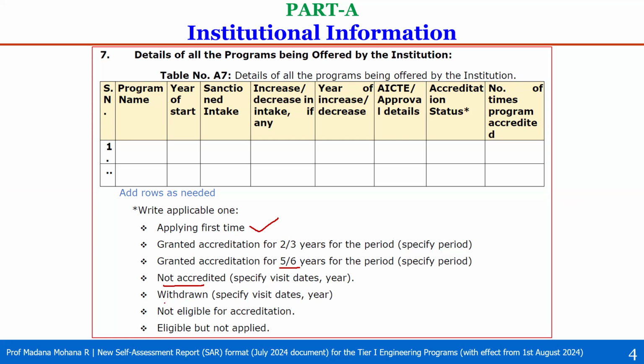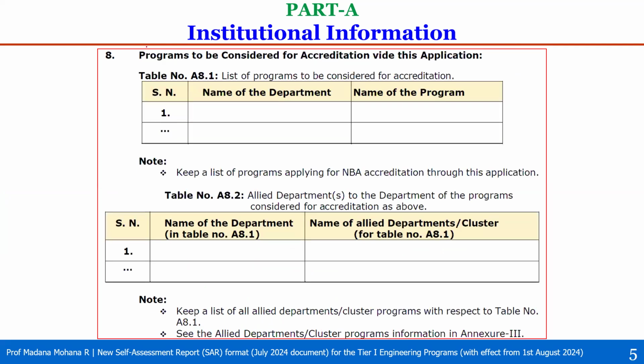Then, visit taken place but withdrawn, so specify the visit dates and year. Then not eligible for accreditation, if any program has not completed 2 batches, which means you do not have eligibility. Then eligible but not applied, like that. So whatever the accreditation status of all the programs you are mentioning, you have to specify. If any program is accredited, the number of times the program has been accredited. If it is the first time or the second time, like that you have to mention the number of times. Okay, the next parameter is programs to be considered for accreditation in this application.